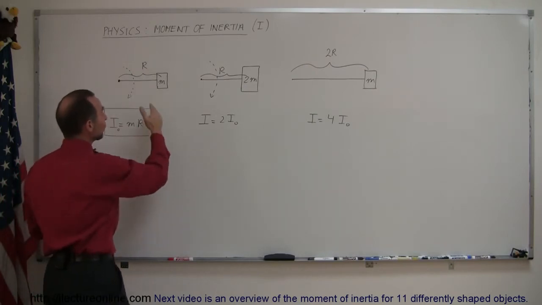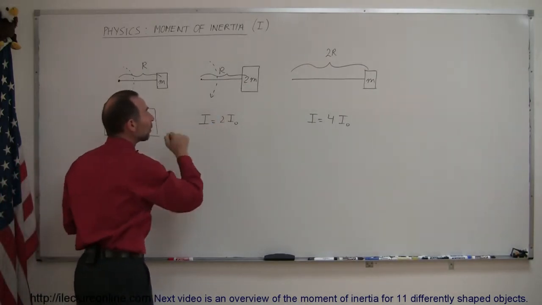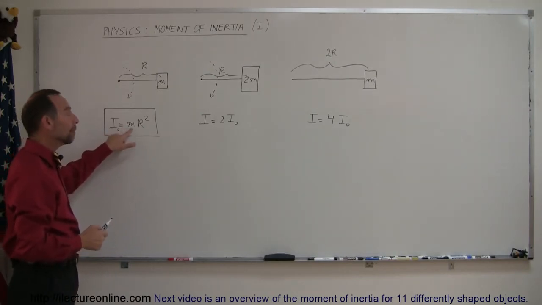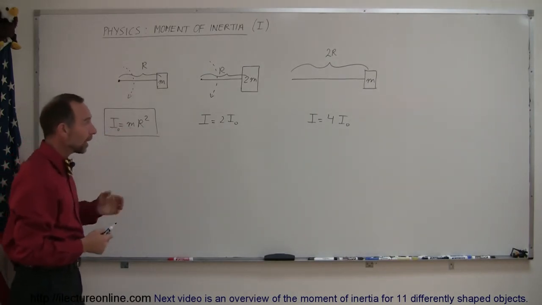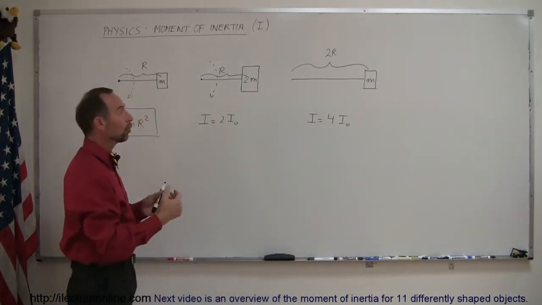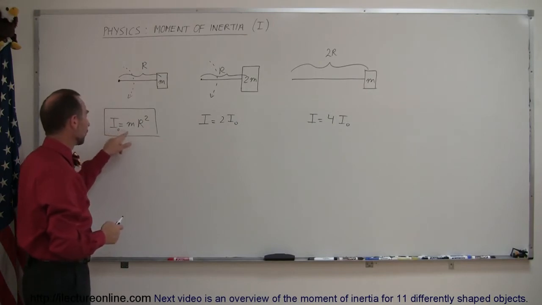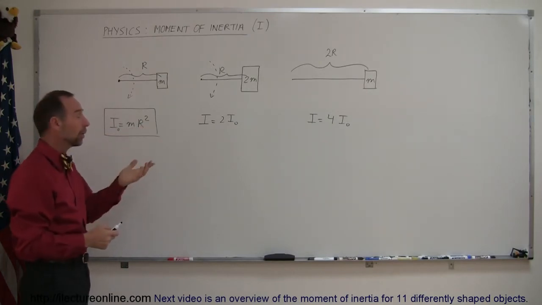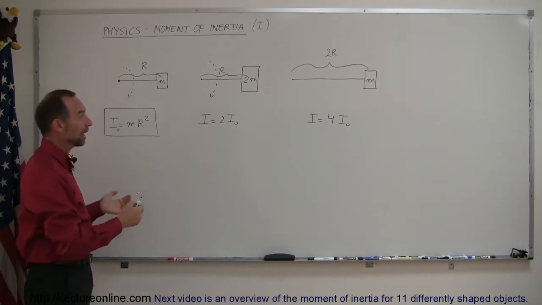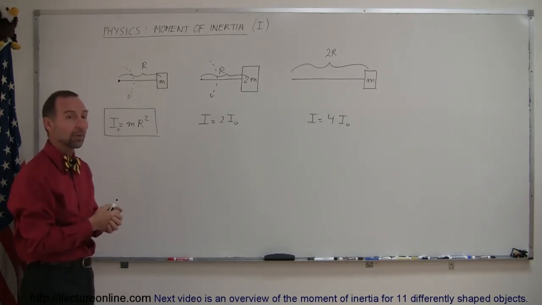And understanding that if we double the mass, we double the moment of inertia, because the moment of inertia is a function of the mass to the first power. However, if we double the radius, then the moment of inertia is quadrupled, because the moment of inertia is a function of the radius squared. So if we double the radius, since it's squared, it'll be 4 times the moment of inertia. So that's a general introduction of the concept of moment of inertia.